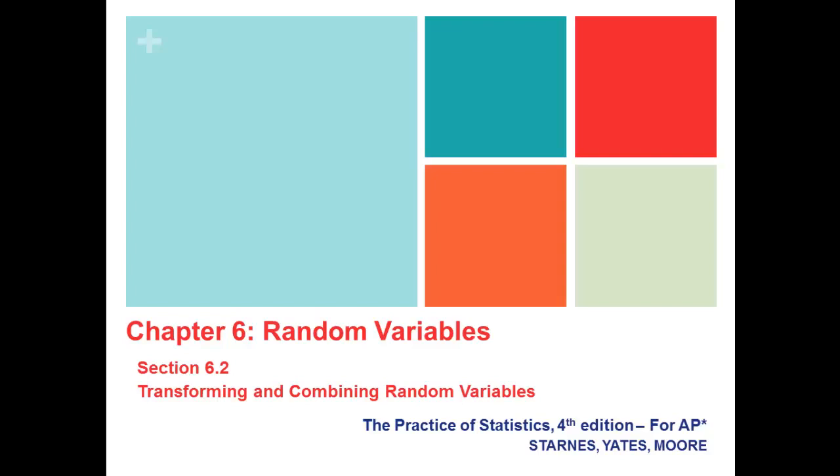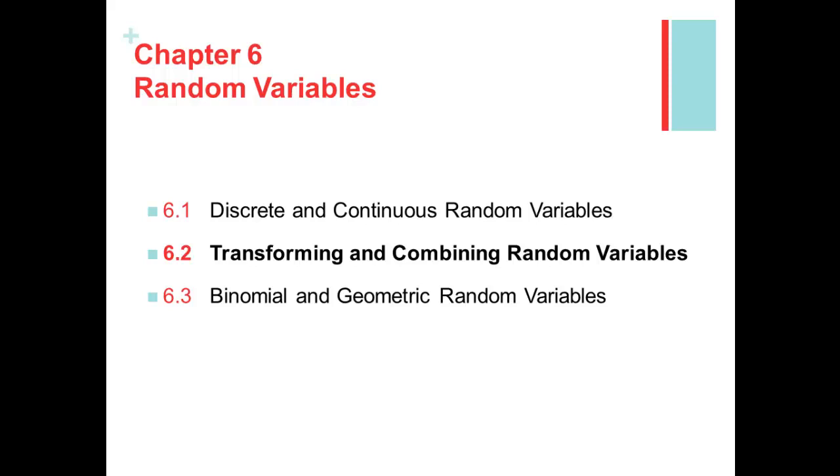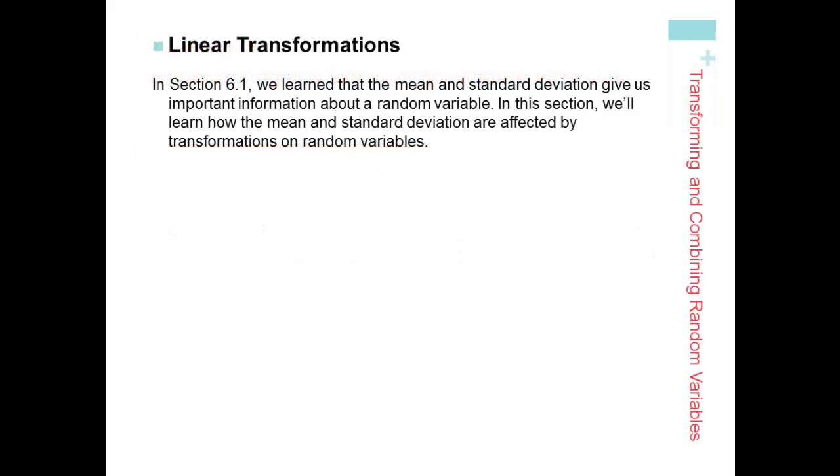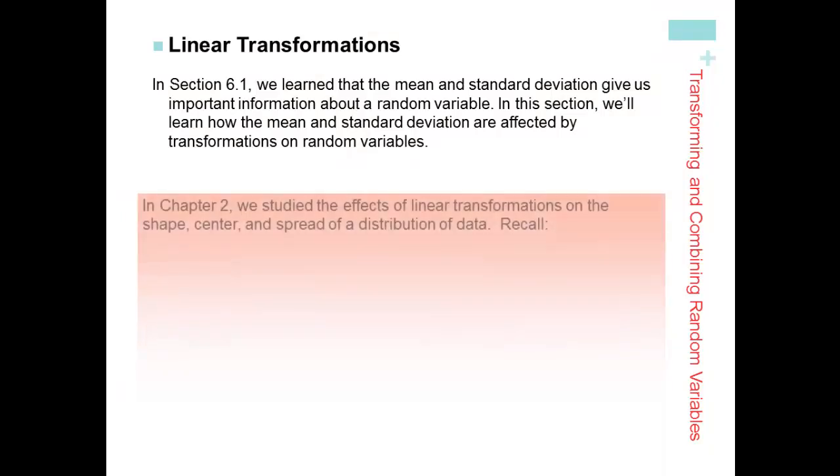Section 6.2, Day 1, Transforming and Combining Random Variables. After this section, you should be able to describe the effects of performing linear transformations on random variables. In Section 6.1, we learned the mean and the standard deviation give us important information about a random variable. In this section, we'll learn how the mean and the standard deviation are affected by transformations on random variables.